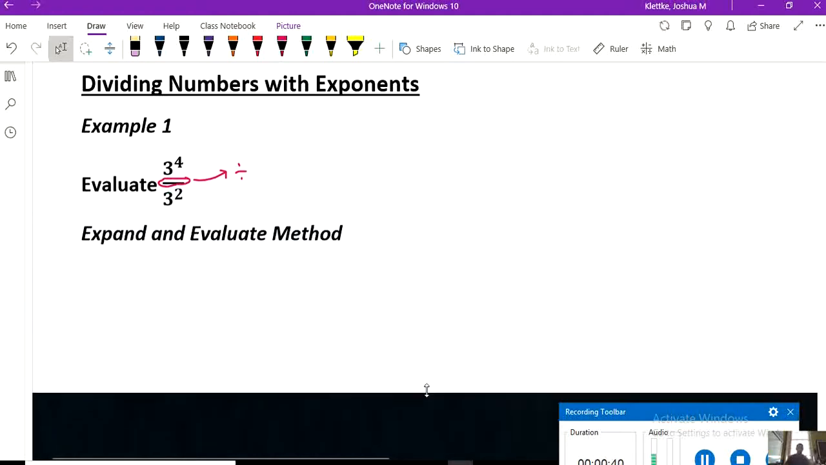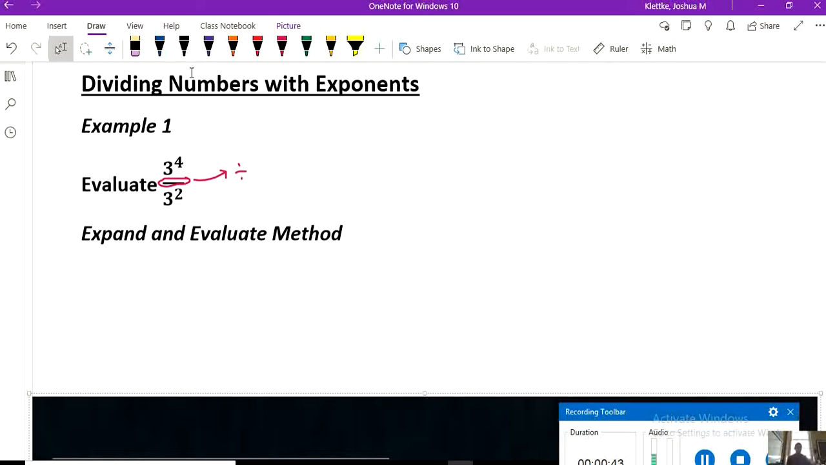Let's use the expand and evaluate method to do this. So expand and evaluate. What does that mean we are going to do? That means we are going to do 3 to the fourth over 3 to the second, and we are going to expand the numerator and the denominator. So since we see to the fourth power, here's what I'm going to do. I'm going to put parentheses around every numerator and every denominator. There's an invisible set of parentheses. Sometimes it makes sense to make them visible. Sometimes we can leave them invisible. For this, I'm going to make them visible.